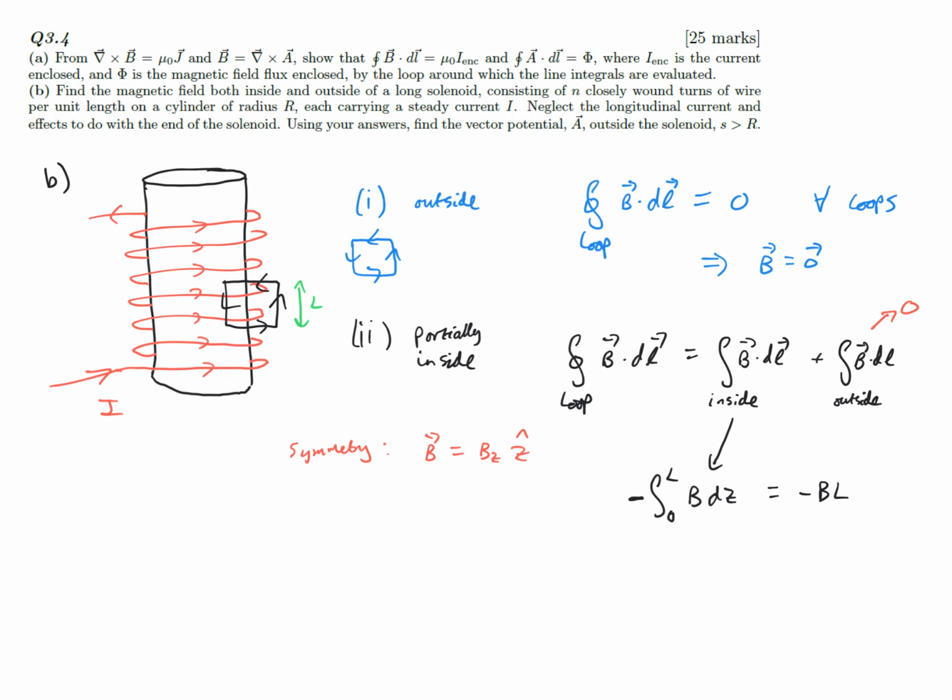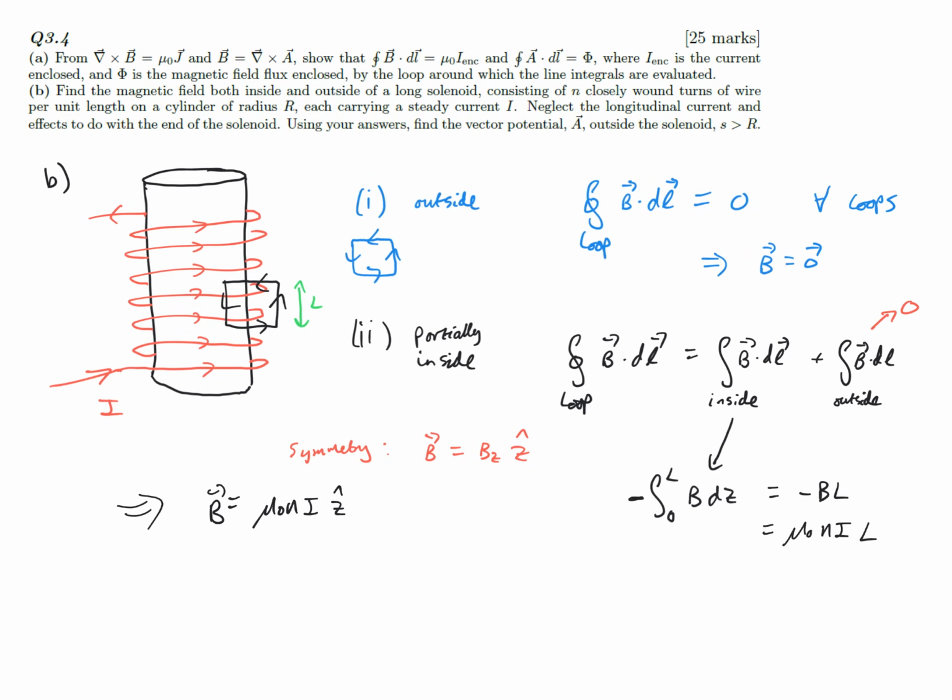We're using Ampere's law, and so we relate this thing to the current enclosed. That in the end is just mu naught n I times L. So mu naught times the current enclosed. The current enclosed is the current around each loop times the number of loops per unit length times the length. And all of that gives us our final result, that the magnetic field is mu naught n I in the z direction.